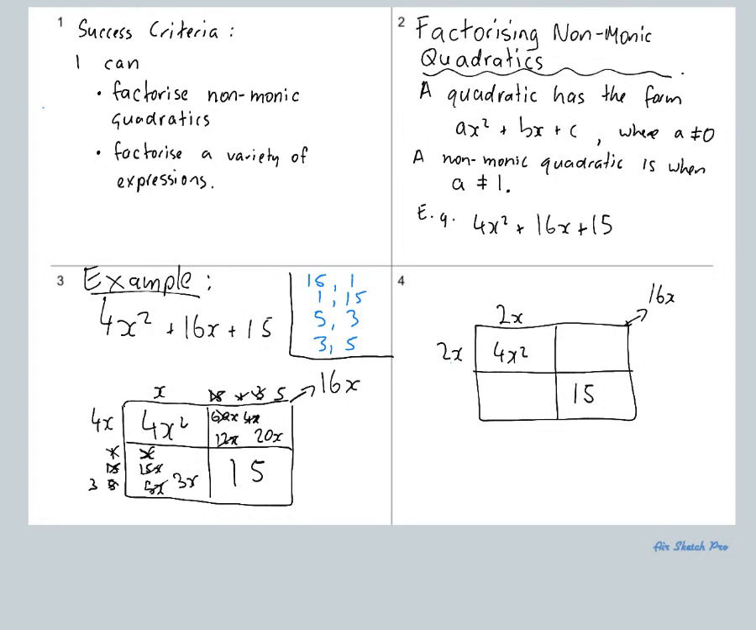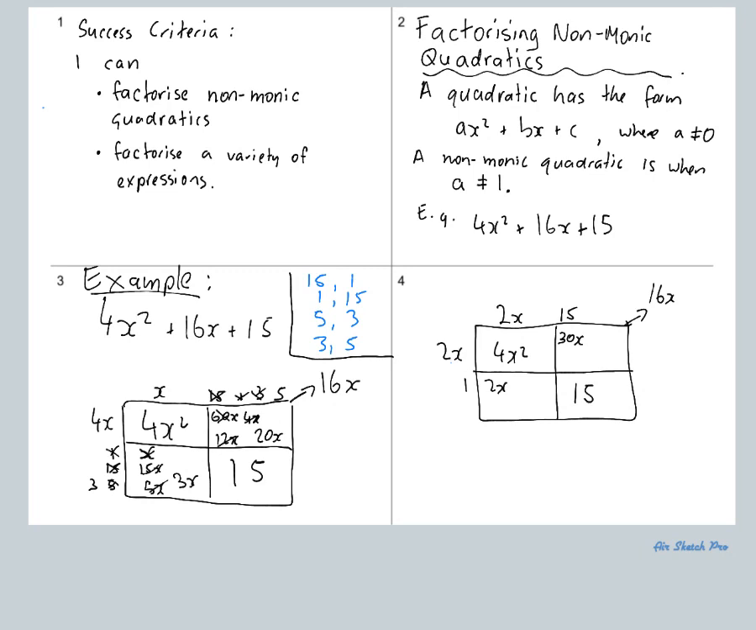Now if I choose 15 and 1 again, I can see I'm not going to get the right answer, am I? So I'm just doing it for the sake of completeness, really. 15 times 2 is 30x, 2 times 1 is 2x, and 30 plus 2 is not 16. It's double it, but it's not it. So that doesn't work out.